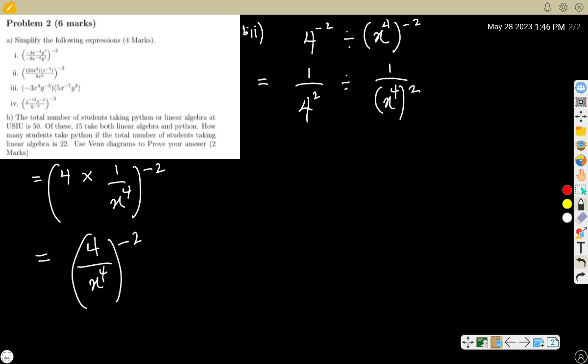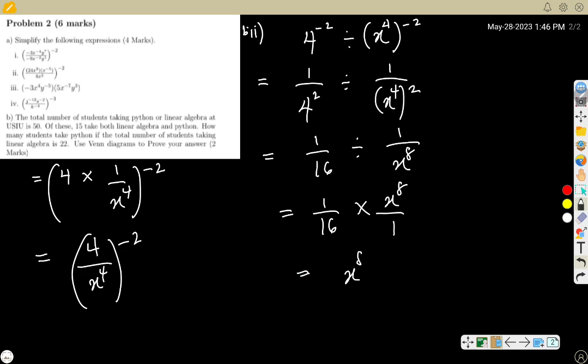S raised to power 4 square. So this will be 1 over 16 divided by 1 over s raised to power 8. So if division changes to times, s raised to power 8 will go up, 1 will come down. So this is s raised to power 8 divided by 16. So that is the answer.